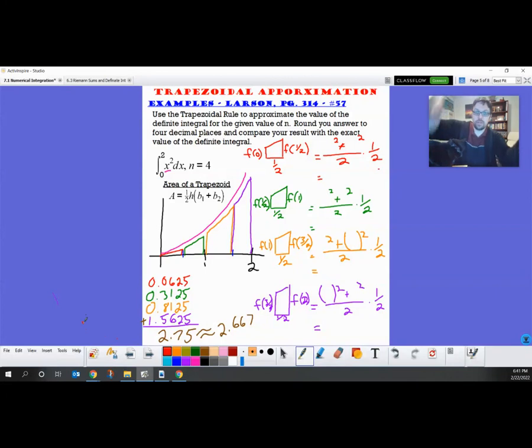First base right at 0. So we get 0 squared because we want to plug into our function, that x squared. And then we also want to do the next one over. We've done 4 intervals, and we're going to 2. So 2 cut into 4 pieces is going to be 1/2 to get one side of that trapezoid.